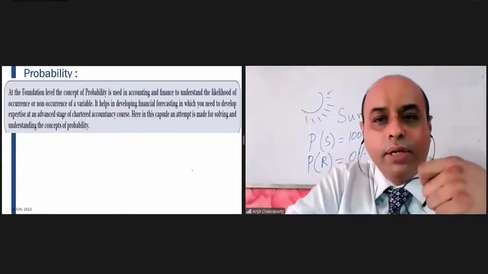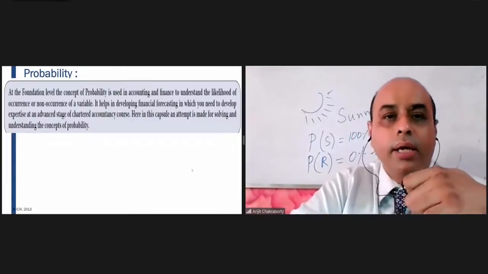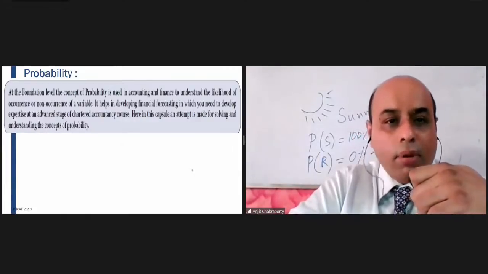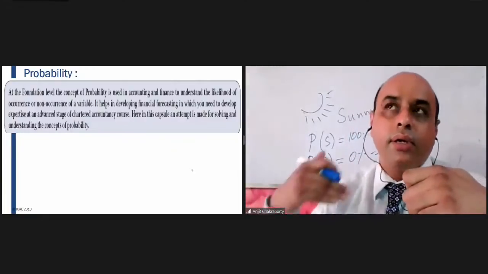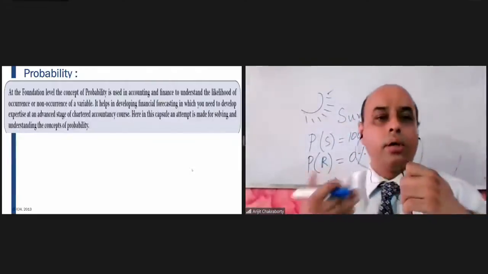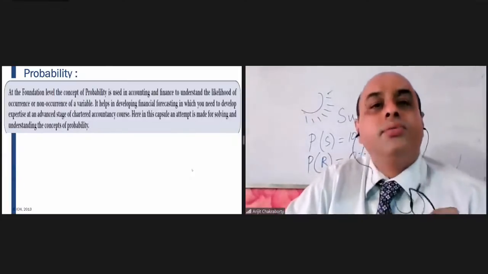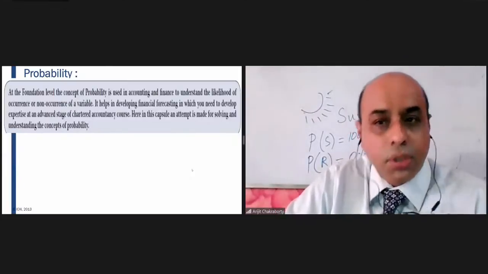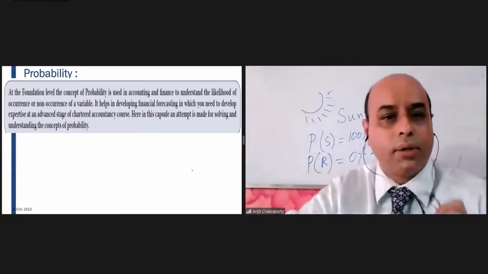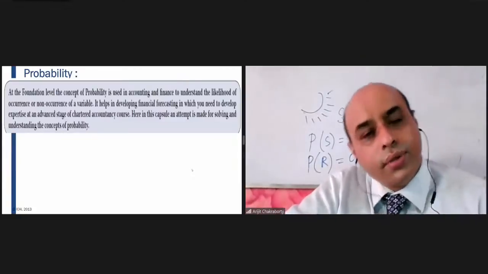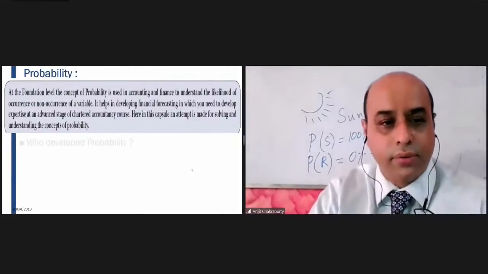So at the foundation, please note the study material. I have taken this slide exactly from the study material, and it is very clearly mentioned that the probability concept is used in accounting and finance to understand the likelihood of occurrence or non-occurrence of a variable. And you can see the second line, it helps in developing financial forecasting, which you need to develop at the advanced stage of the chartered accountancy course. Therefore this chapter is included in our foundation, business mathematics, statistics, and logical reasoning.